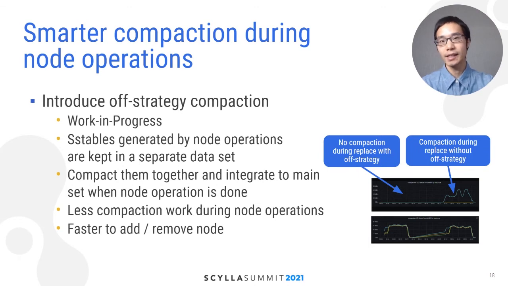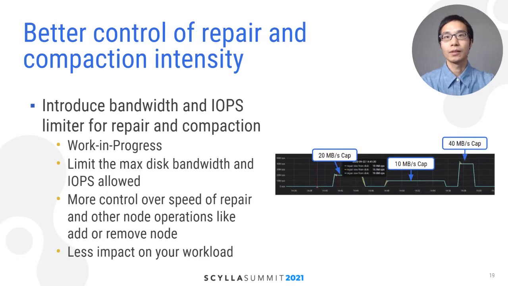In summary, this feature will make it much faster to run remove or add operations. This feature is about giving users more control over the intensity of node operations by limiting the disk bandwidth and IOPS. As you can see in the graph, the disk bandwidth of the replace operation is kept nicely.